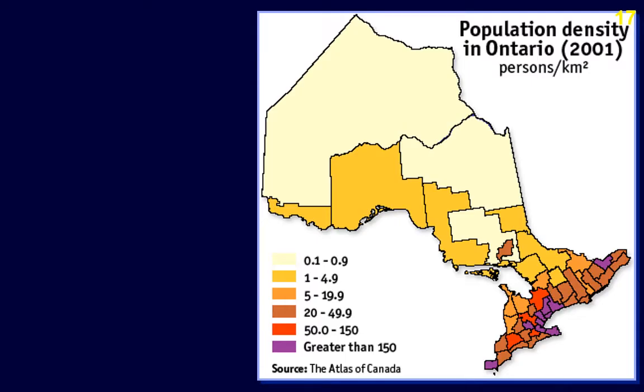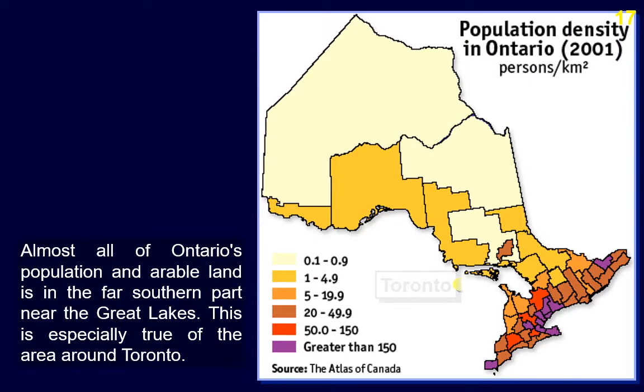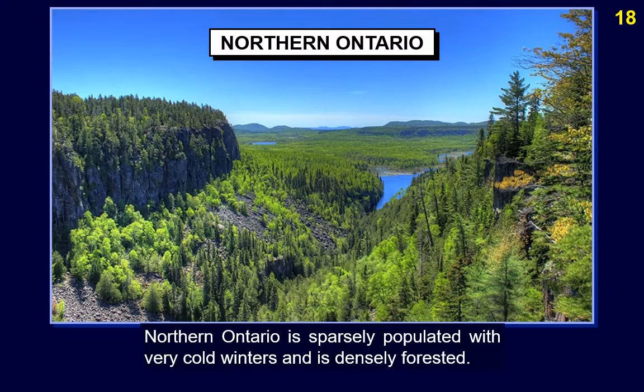Almost all of Ontario's population and arable land is in the far southern part near the Great Lakes. This is especially true of the area around Toronto. Northern Ontario is sparsely populated with very cold winters and is densely forested.